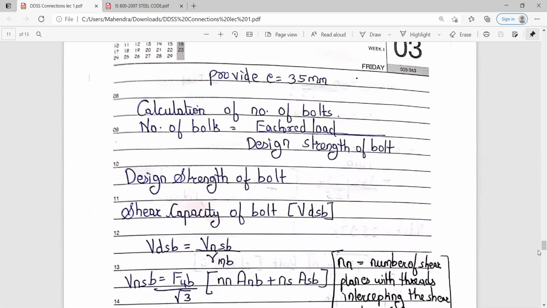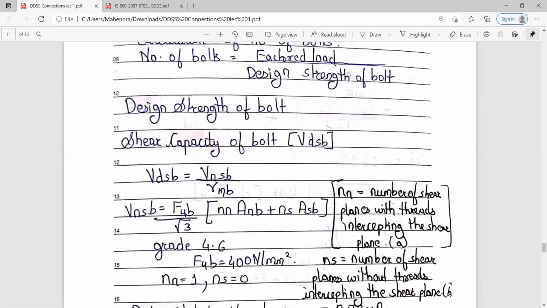The number of bolts can be calculated by using the formula, that is factored load upon design strength of the bolt. But before calculating the number of bolts, you need to calculate the design strength of the bolt. We don't know the value for the design strength of the bolt. Now to calculate the design strength of the bolt, you have to calculate the shear capacity of the bolt as well as the bearing capacity of the bolt. So first we are going to calculate the shearing capacity of the bolt, that is VDSB.